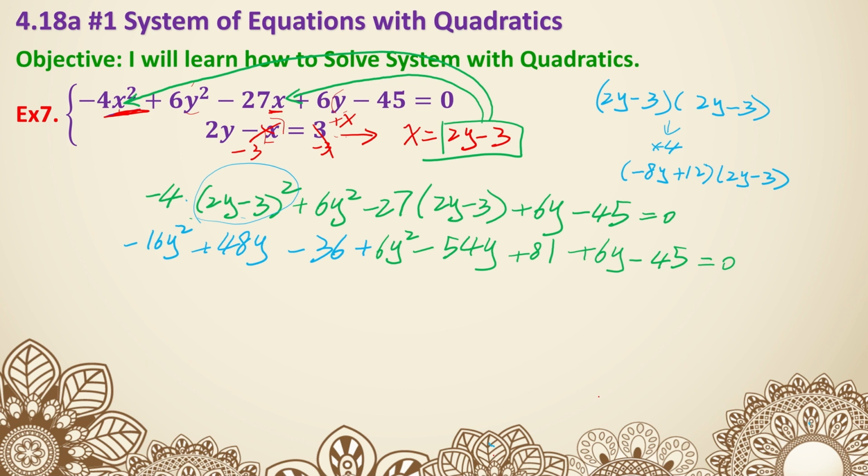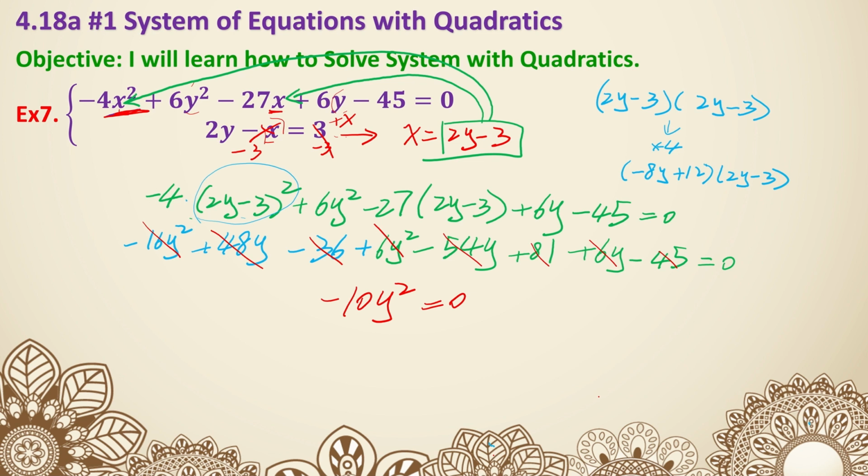Okay, now let's simplify. Negative 16y² and the 6y² become negative 10y². We have the 48y minus 54y plus 6y. Well, no y is left. And lastly, negative 36, 81 and negative 45. No numbers left. So you see, even though the whole question seems complicated, if you follow the same procedure, eventually it becomes very easy.